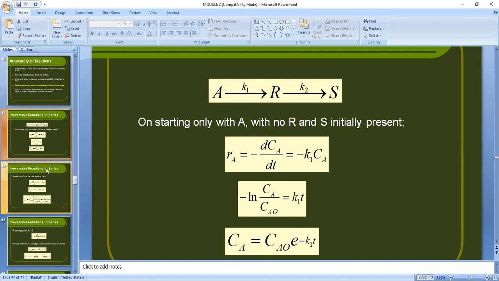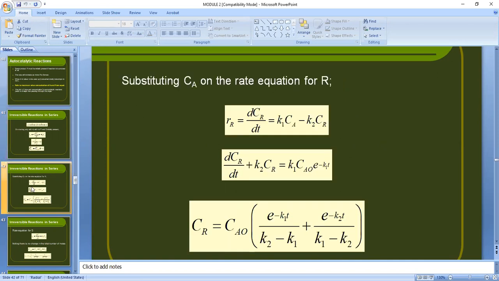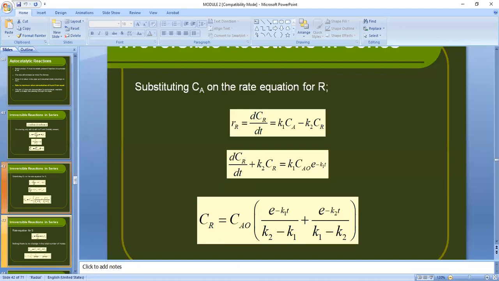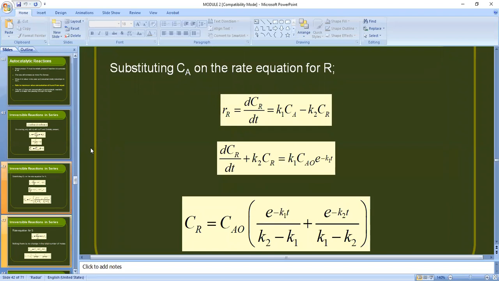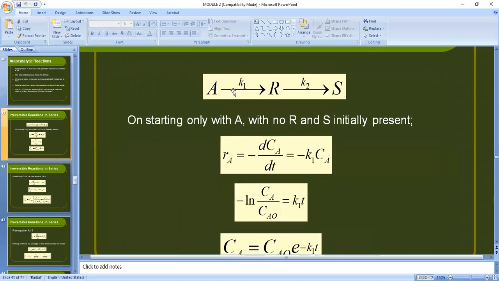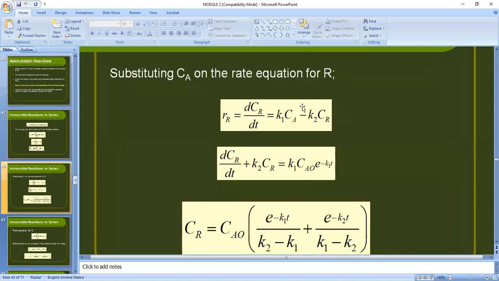Okay, what about the intermediate? When you write the intermediate R, it's in the form of a rate equation. Why am I saying it's in the form of a rate equation? Because your R is present here in the first step and here in the second step. So you will have two terms in your net rate equation. If R is written as a substance that is being produced, then it should be written as positive, and K sub 1 C sub A should be positive as well.